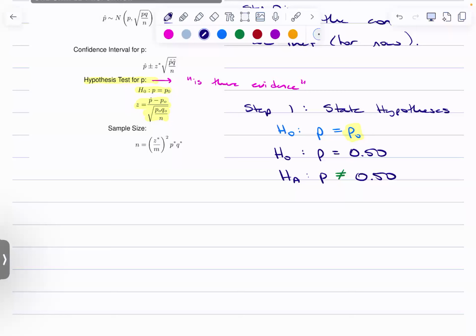The not equal to tells me that this is a two-sided test. I'm going to highlight that here. A two-sided test. We don't need that information until way later in step 3 when we have to find the p-value. Okay. Because we need to figure out which tail or both. In this case, we want both tails.